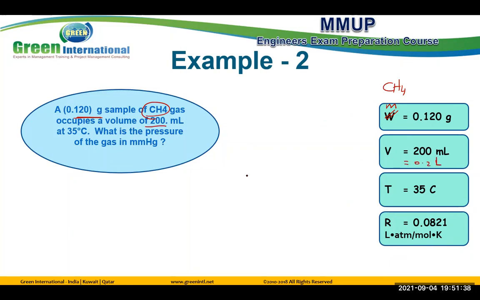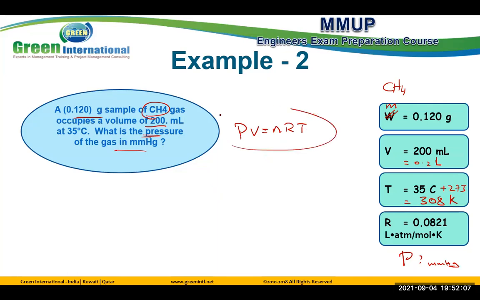And the temperature is 35, so plus 273 to be changed to Kelvin. What is required here is the pressure in millimeters of mercury. How to get the pressure? This is PV equals nRT. By substitution in this equation, P is required, so P equals nRT over V.